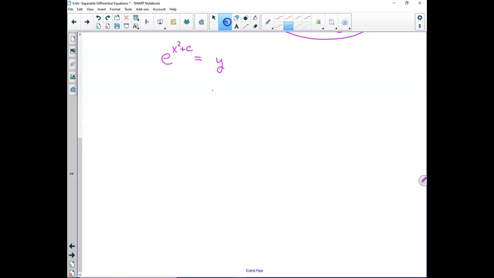So then when I'm solving for y, because there's addition in the exponent, that's really e to the x squared times e to the c, where this just equals a number. So we're going to say this is one big old fat constant times e raised to the x squared. So I'm going to say this is really going to go c e to the x squared equals y. Okay? So I have solved for y.